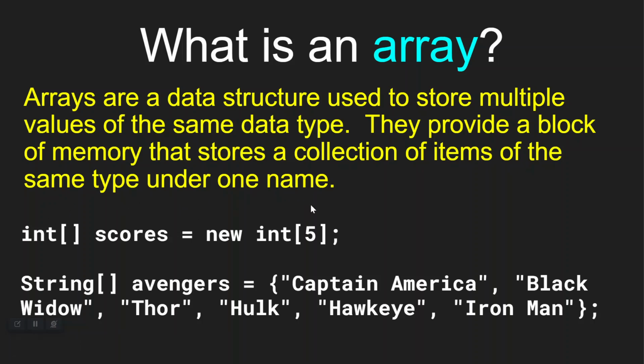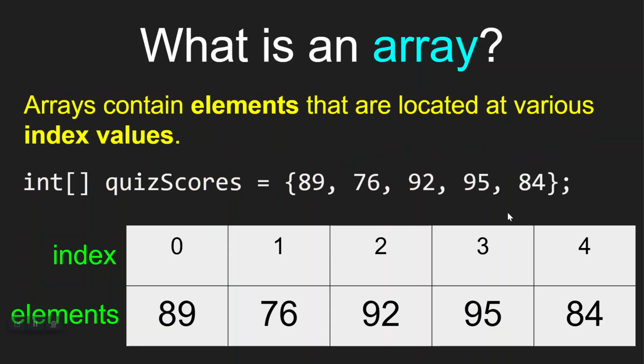So down here we're just getting a glimpse of what arrays look like in Java. This says int array scores equals new int array with a length of 5. And then down here, string array Avengers, and we're setting it equal to Captain America, Black Widow, Thor, and so on and so forth. So this is what arrays look like. And again, they are a way of structuring data and providing a block of memory to store all of the values that we're going to be putting in that array.